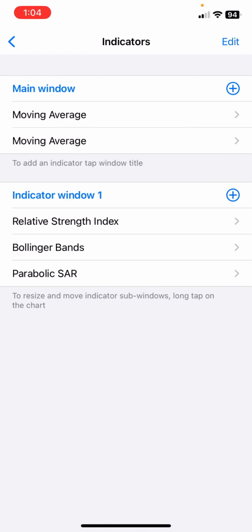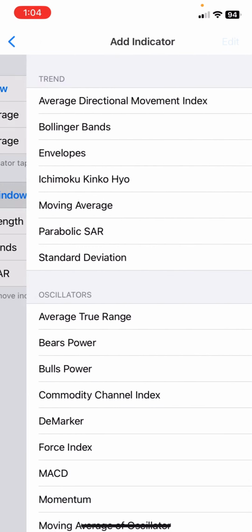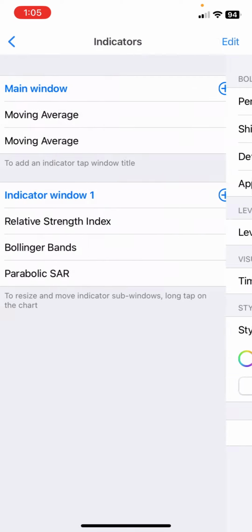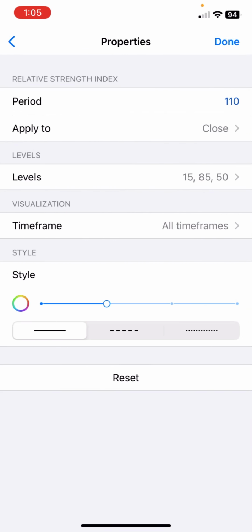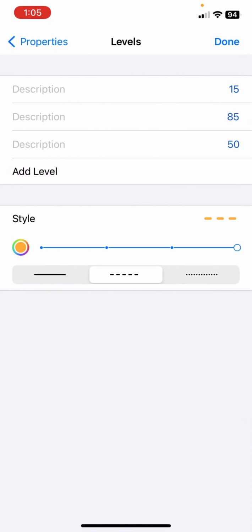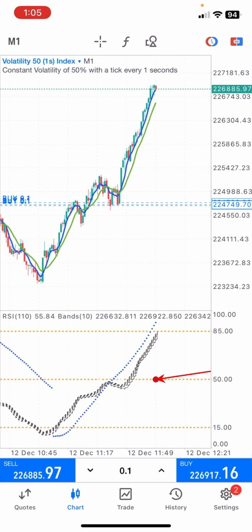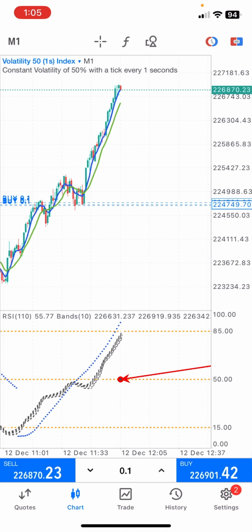Now to the next indicator, which is going to be in our indicator window 1. Click on the plus, search for RSI and click on it. Now these are the properties for the RSI. The period is 110, apply to close, and for the levels we need 15, 85 and 50. I'm using the gray color; you can choose any color of your choice. Now click on done, we set the RSI up.